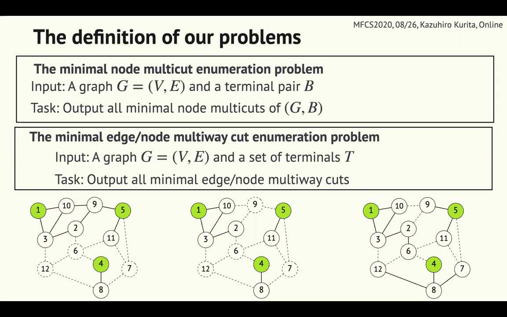Next, we define our problems. The minimal node multicut enumeration problem: an input is a graph G and terminal pairs P. The task is to output all minimal node multicuts of G and P. The next problems are the minimal edge or node multiway cut enumeration problems: an input is a graph G and a set of terminals T. The task is to output all minimal edge or node multiway cuts. The figures at the bottom are examples of a node multicut, a node multiway cut and an edge multiway cut.